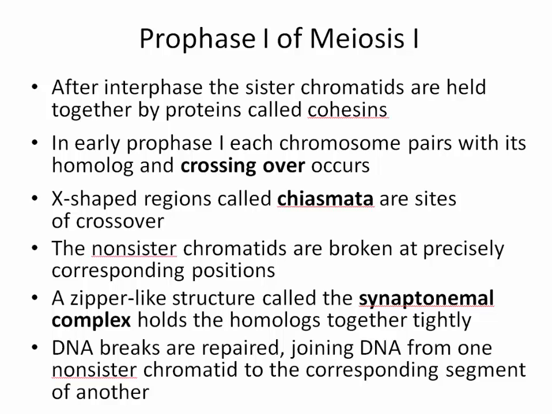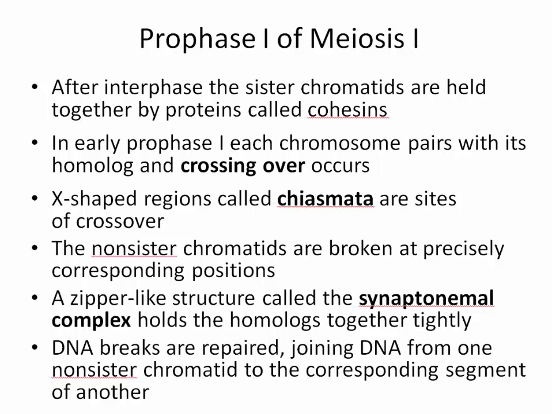In prophase 1 of meiosis 1, what happens? After interphase, the sister chromatids are held together by proteins called cohesins. In early prophase 1, each chromosome pairs with its homolog and crossing over occurs. X-shaped regions called chiasmata are sites of crossover. The non-sister chromatids are broken at precisely corresponding positions, which is very neat, because otherwise there would be a mismatch.